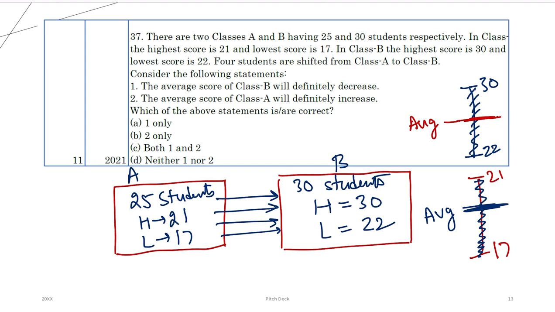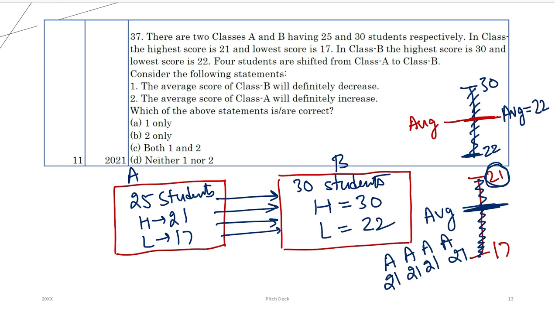Now just imagine four students are going from class A to class B, even if they have the highest score. Suppose all four students have the highest score in class A: 21, 21, 21 and 21. If they move from class A to class B, since the class lowest is 22, the class average in this class is between 30 and 22. Let's assume it's 22, the lowest, right? Lowest in the class, 22, is the average of class B.